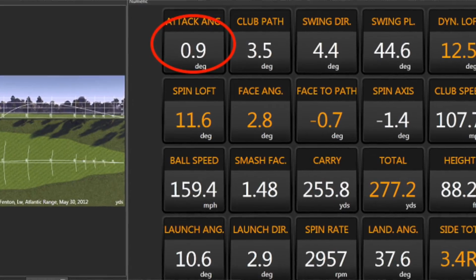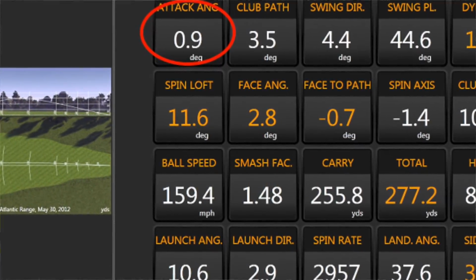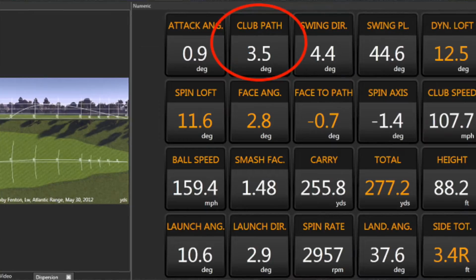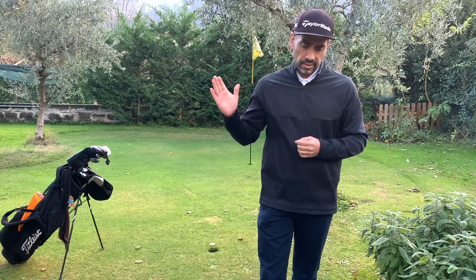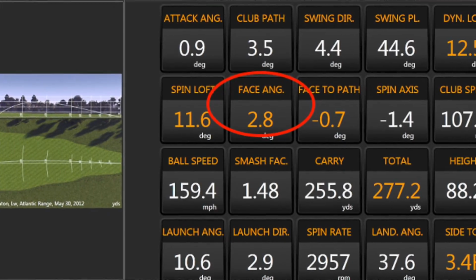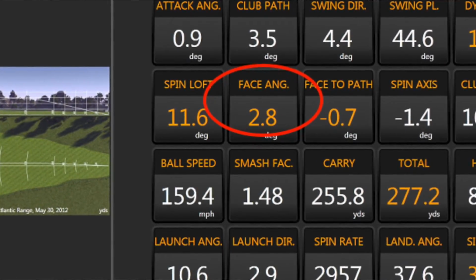One is the angle of attack. The other one is the club path, and the last one is the face angle. I think those are three things that really, if you look at it in the Trackman stats, they can tell you a lot about your swing.